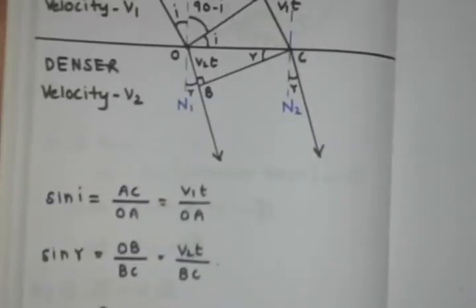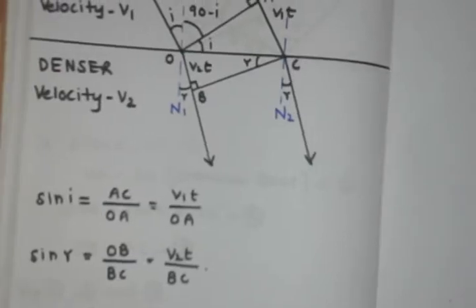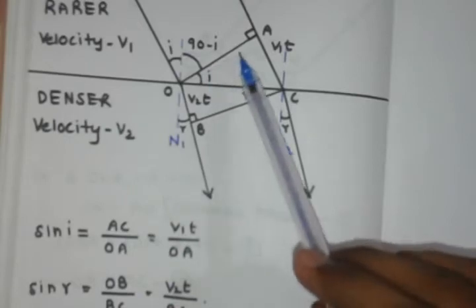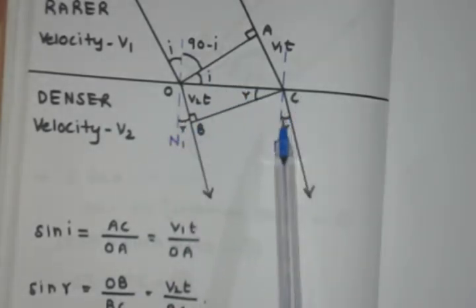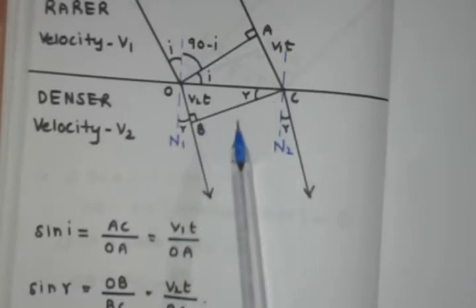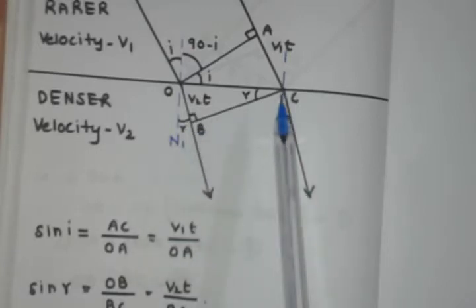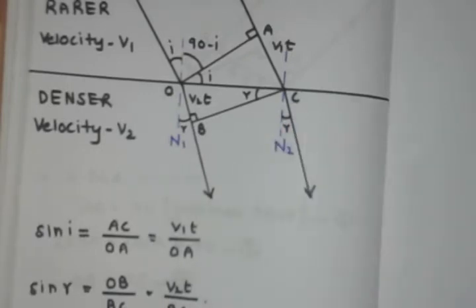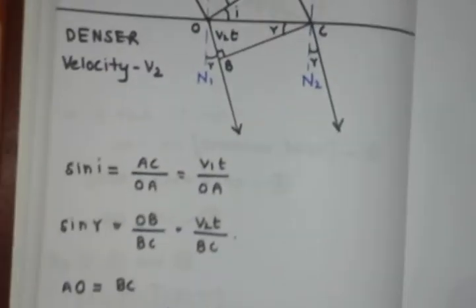We also observe that AO is equal to BC. How is AO equal to BC? These two lines are obviously parallel, and also they are refracted by the same angles as soon as they enter this medium. Because they are refracted by the same angles and the distance between them is absolutely the same, OA is obviously equal to BC.